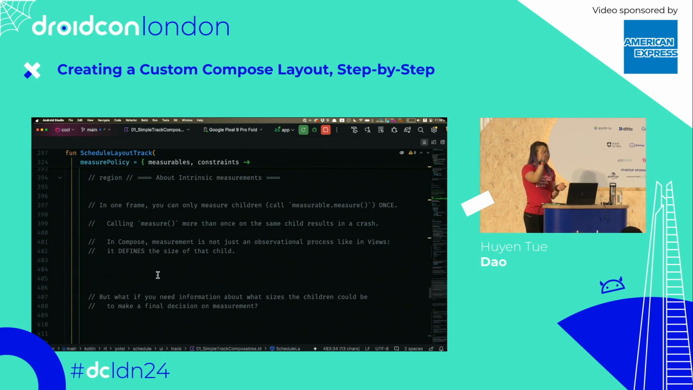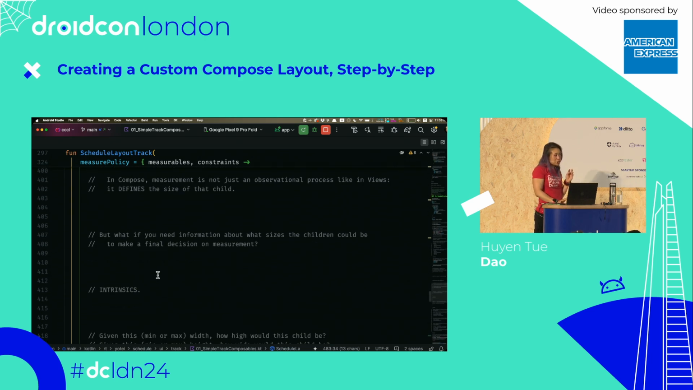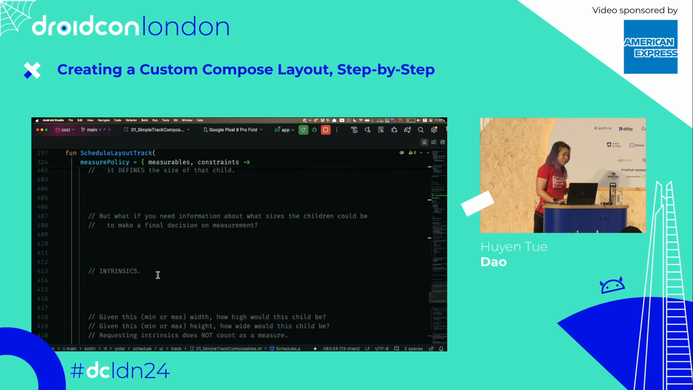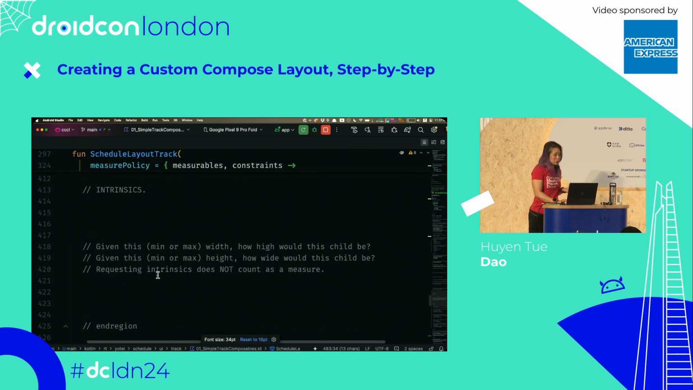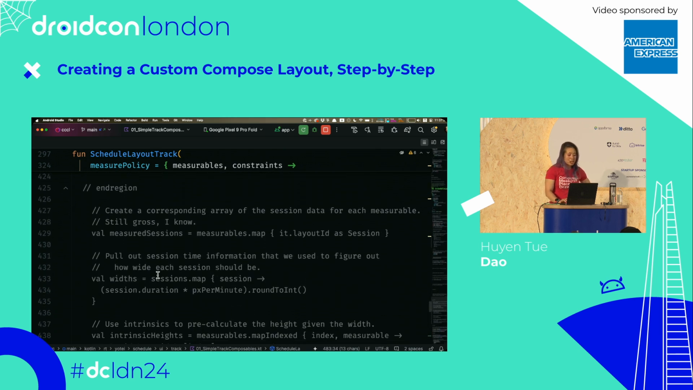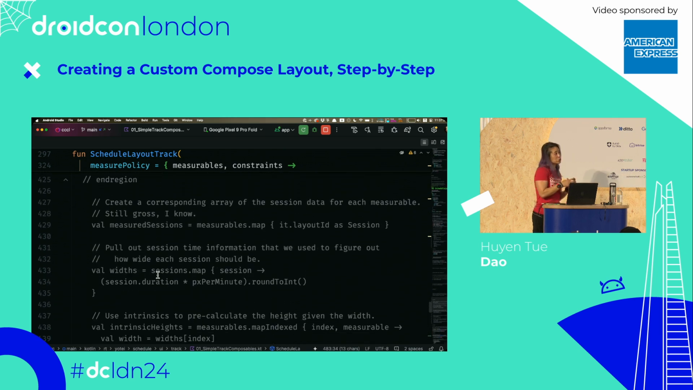So, okay, that's fine, but how can we do this situation where we need to measure everything, find out the largest height item, and then, well, you just told me I couldn't measure twice. What do we do? What we can do is pre-measure or get a kind of guess about what it is, and that's through intrinsics. Intrinsics are nothing more than going to a component and saying, hey, component, I'm going to give you some min or max width. Tell me how high you need to be to render your content. Or the converse: if I give you this min or max height, what width will you be? By leveraging this, we can use intrinsics. And since, for my sessions, I know exactly how wide they have to be, because they're just some duration, I can use intrinsics in that way.